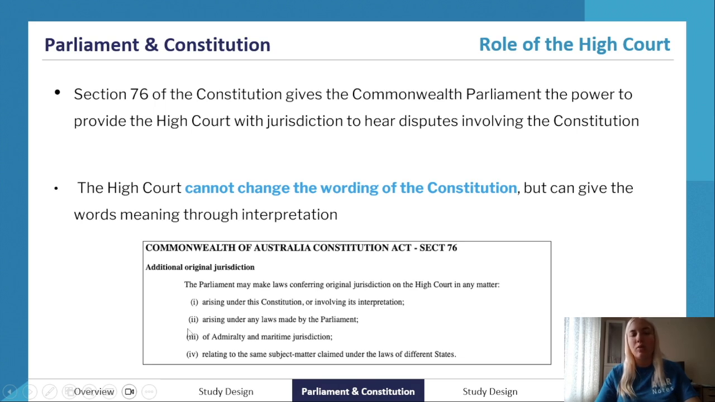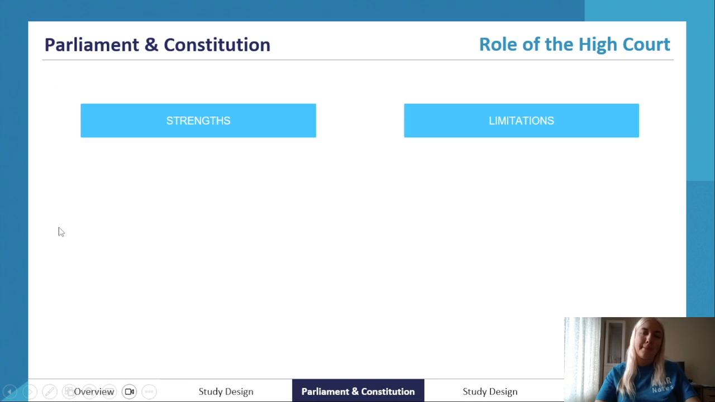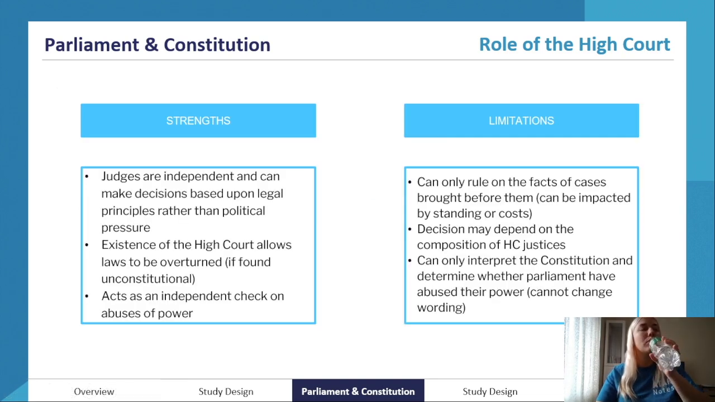We can see some additional ones arising under any laws made by the Parliament. So this includes Section 109. It includes concurrent powers as well, and any disputes like that as well may be heard by the High Court. And there are some other examples here. You'll have more in your textbook though. So just remember a few of them.